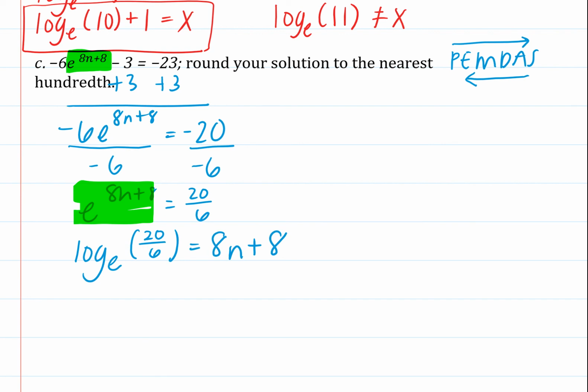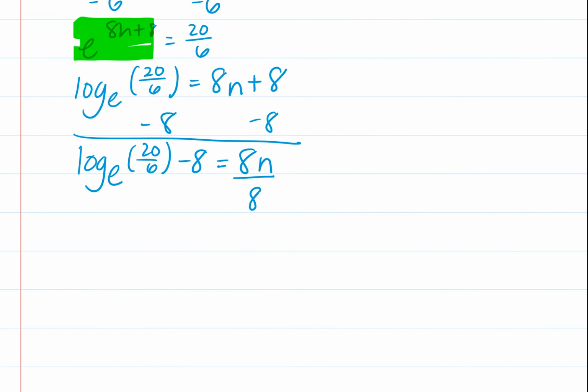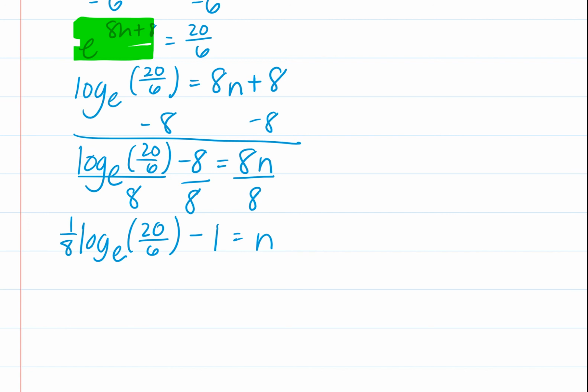Now I just need to finish isolating the variable. So again, we're going in the reverse PEMDAS order since we're undoing things that have been done to the variable. So we'll subtract. We have log base e of 20 over 6 minus 8 is 8n, and then we'll divide each term by 8. So we have log base e of 20 over 6 divided by 8 minus 1 is n. We would box this in if we wanted an exact answer, or if it didn't specify whether we wanted an exact answer or an approximation.